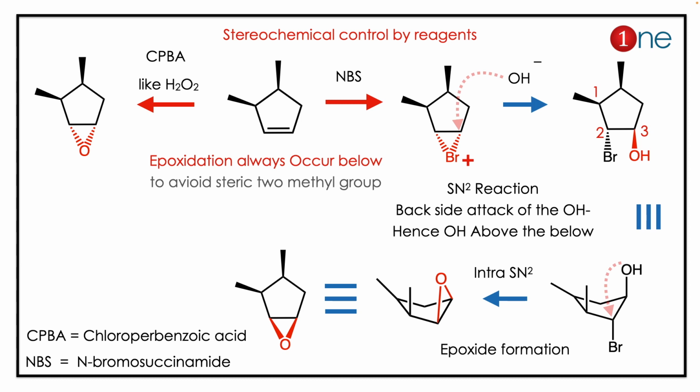So if you look at that five-membered ring, OH and Br are anti to each other. So intramolecular SN2 reaction is possible. O attacks the bromine from the backside, and you have the epoxide above the plane. So if you read that nicely, you have a visual of the above-the-plane architecture.